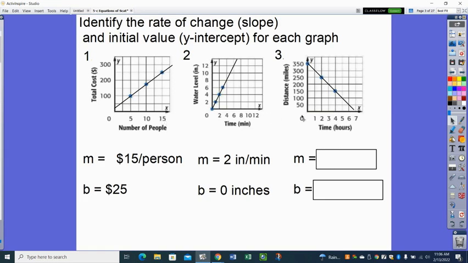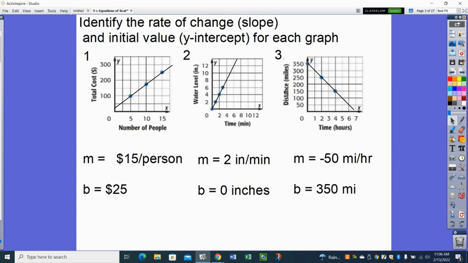Okay, last one, slope and the y-intercept. So this time, I hope you caught the fact that the slope was negative. And again, each block is 50, so we're going down 100 for 2 hours. Down 100, divided by 2, you're dropping 50 miles per hour. What's your b? Started at 350, in this case, miles.